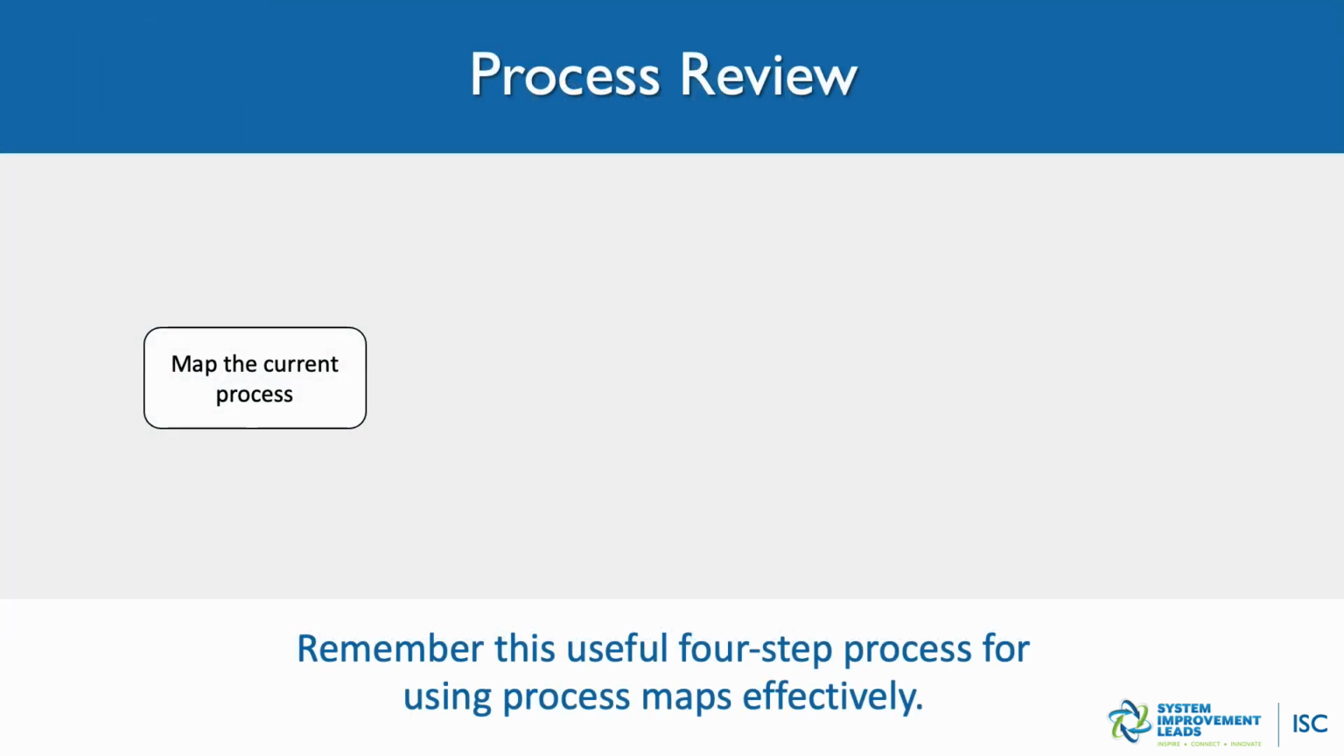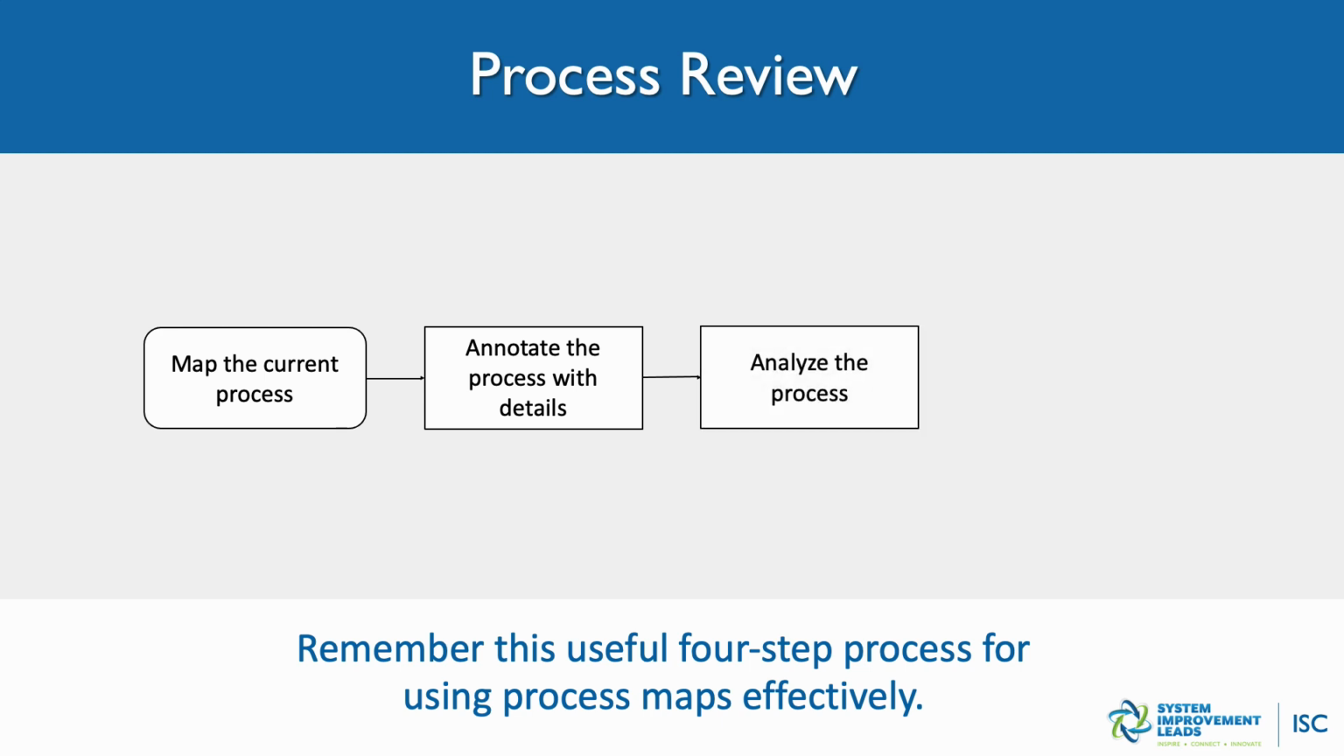Welcome back. Using process maps can be very insightful for improvement teams. Remember this useful 4-step process for using process maps effectively. First, map the current process, if there is one. Second, annotate the process with important details the team is aware of. Third, analyze the process using our 10 questions for analysis as a guide. And fourth, redesign the process using PDSA cycles to try things in practice prior to making permanent changes.